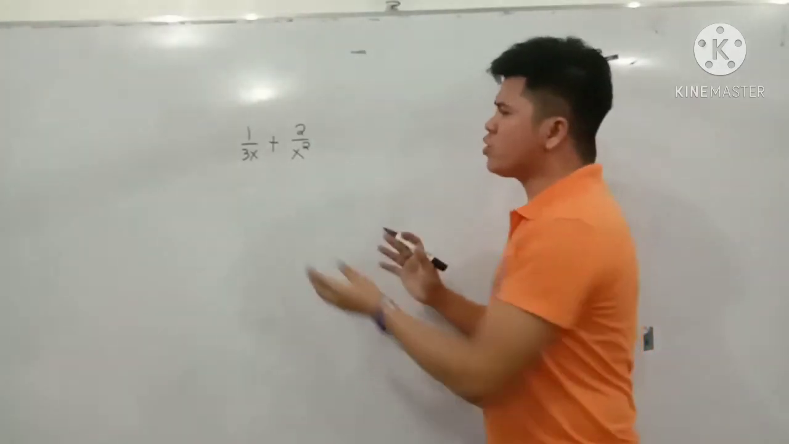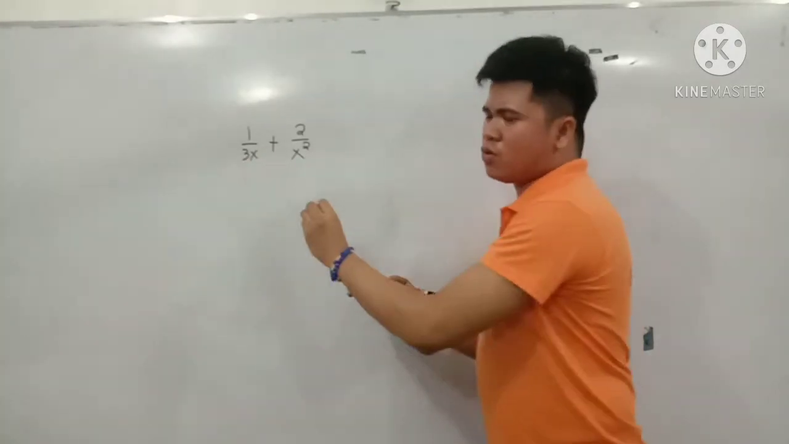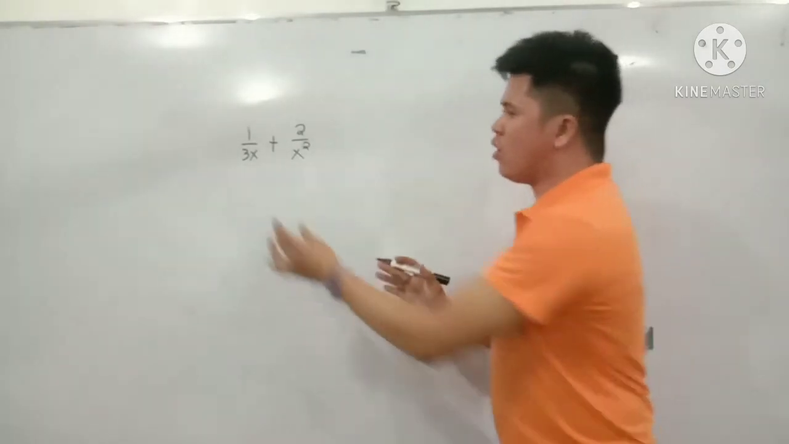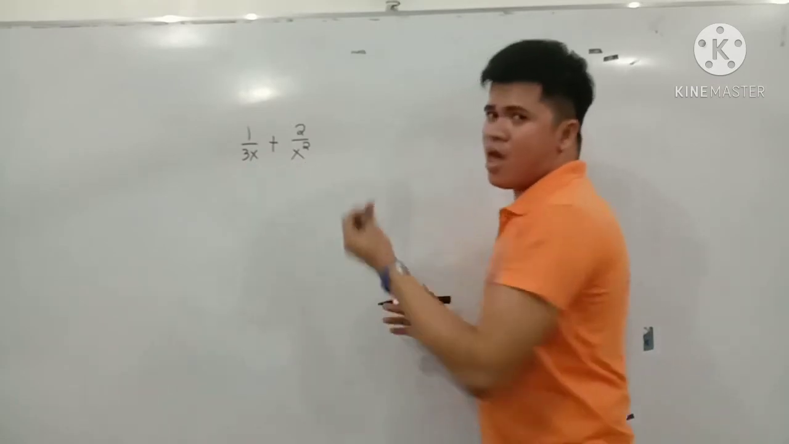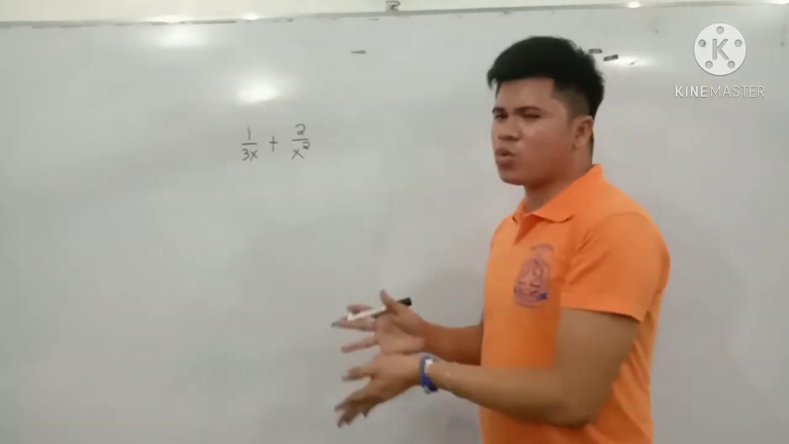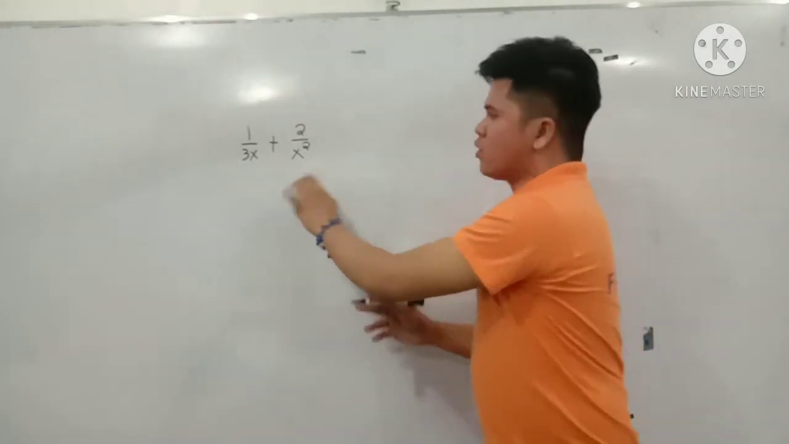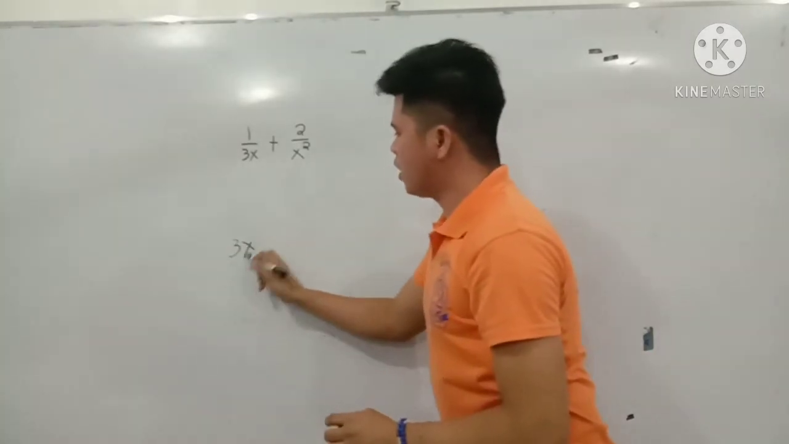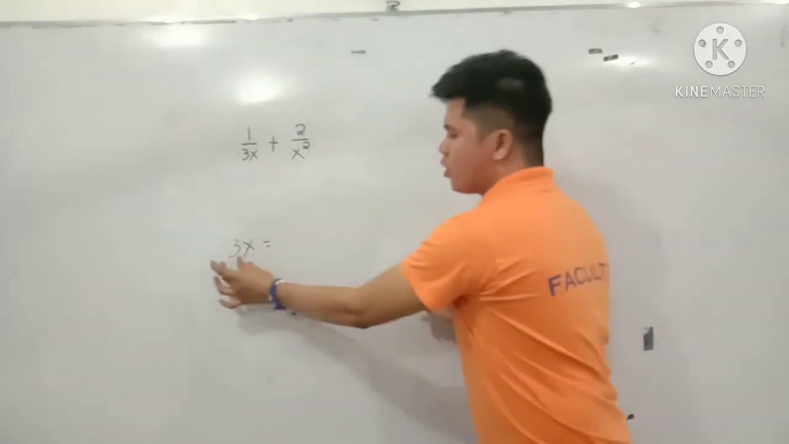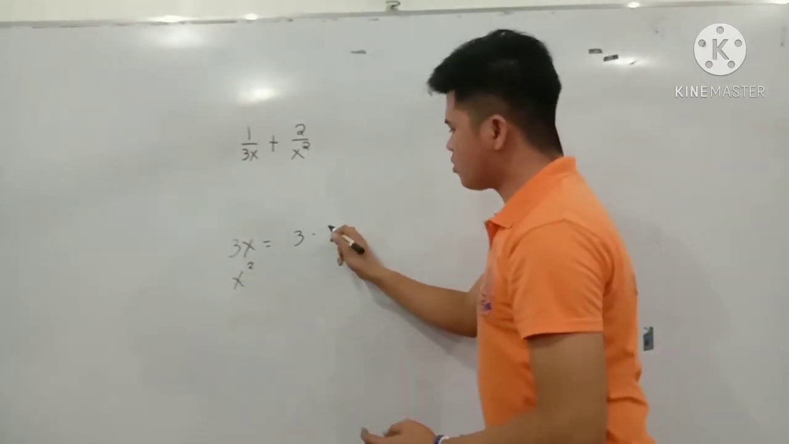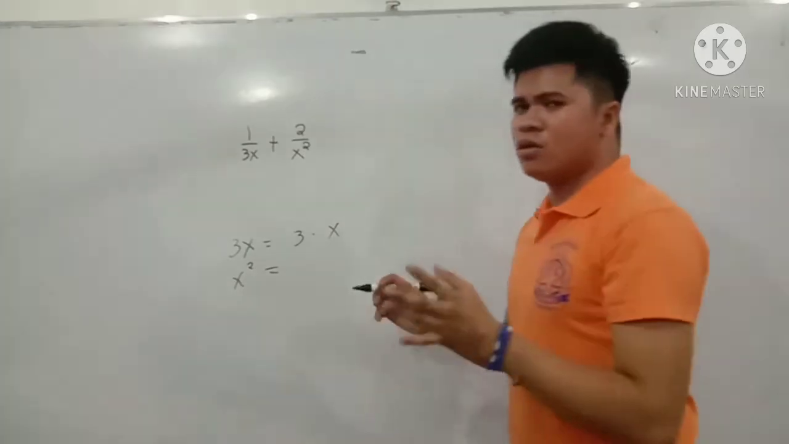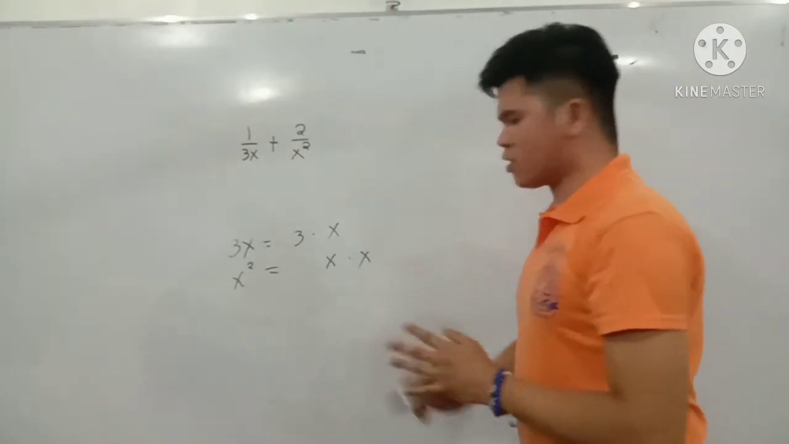So that means in order to combine these two rational expressions, we have to get first the LCD of the denominators 3x and x squared. And in order to get the LCD, we have to factor the denominators. So we have here 3x and we have here x squared. What is the factor of 3x? Simply 3 times x. Am I right? Then, the factor of x squared is simply x times x.